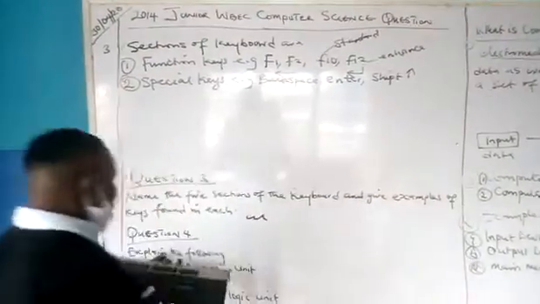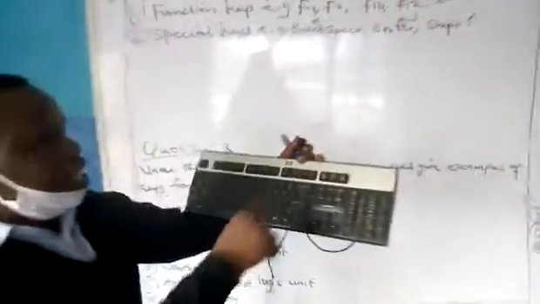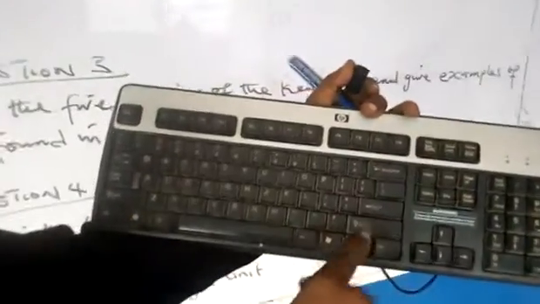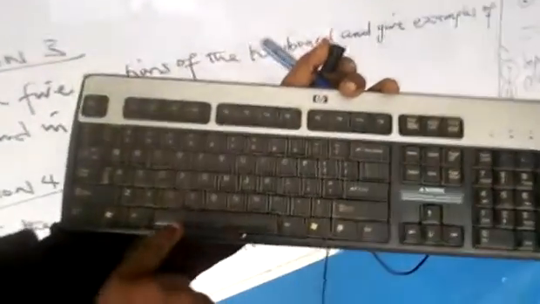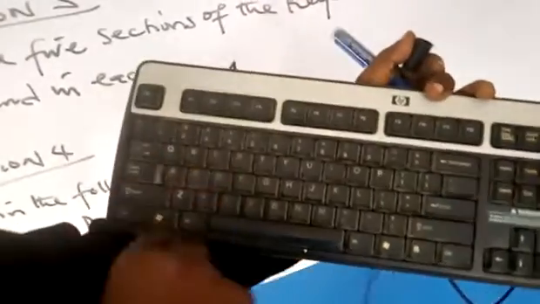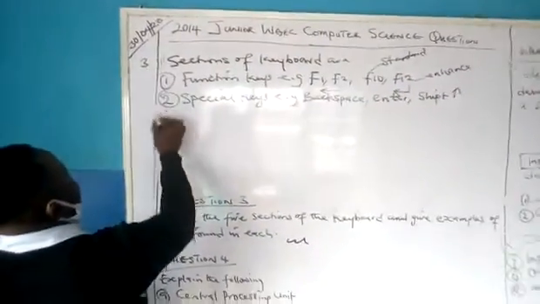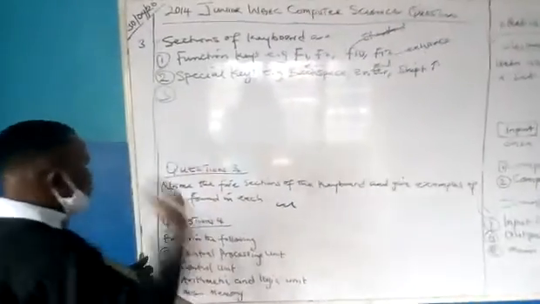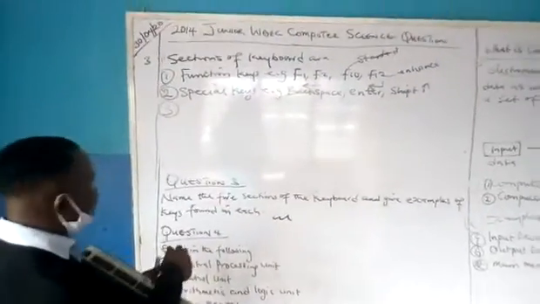Shift, we have many of them. You check the keyboard. For example, you see the space bar here. It's a special key. You see the enter key here. You see the shift key. You see control, switch, lock, tab. All those are what? Special keys. They perform special functions on the keyboard. So, section 3 of the keys.